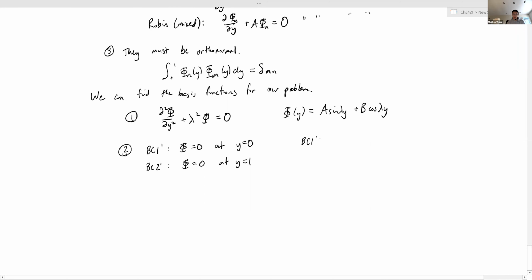If we apply boundary condition 1 prime, for instance, that gives us that 0 is equal to a times sine of lambda times 0, because that's at y equals 0, plus b times cosine of lambda times 0. Okay? Sine of 0 is equal to 0, and then cosine of 0 is equal to 1. And so this basically implies then that b is equal to 0.